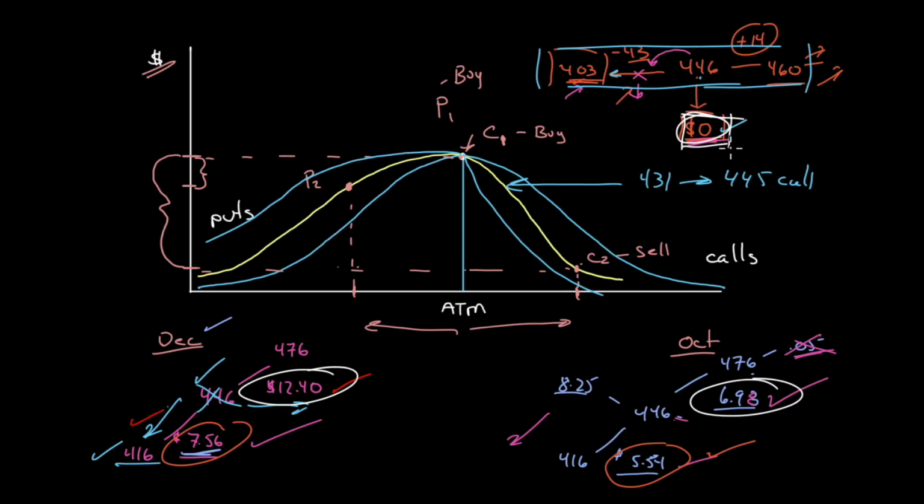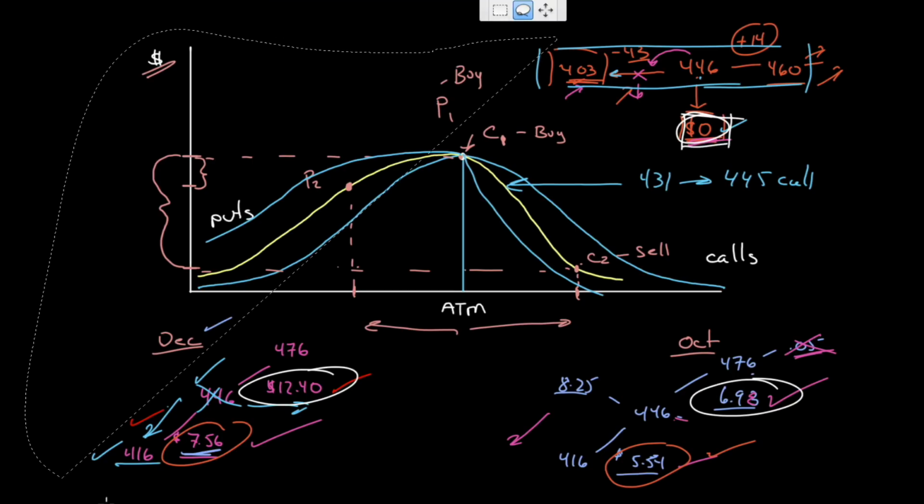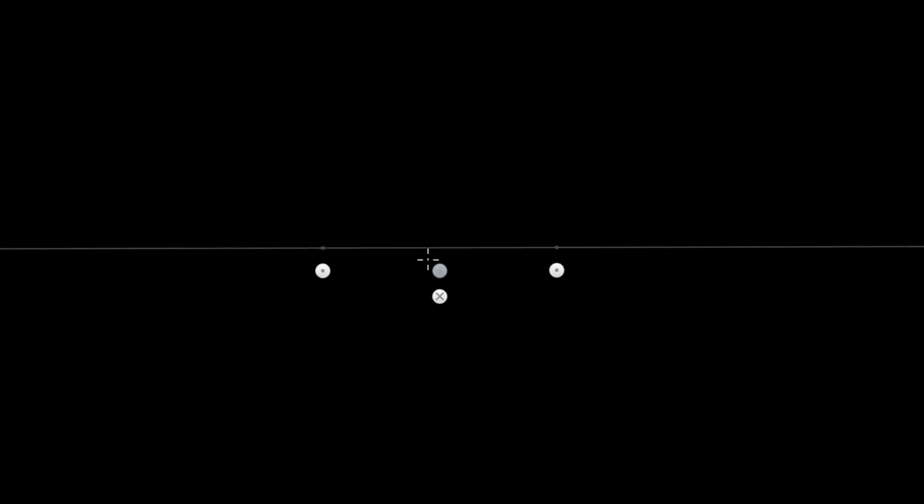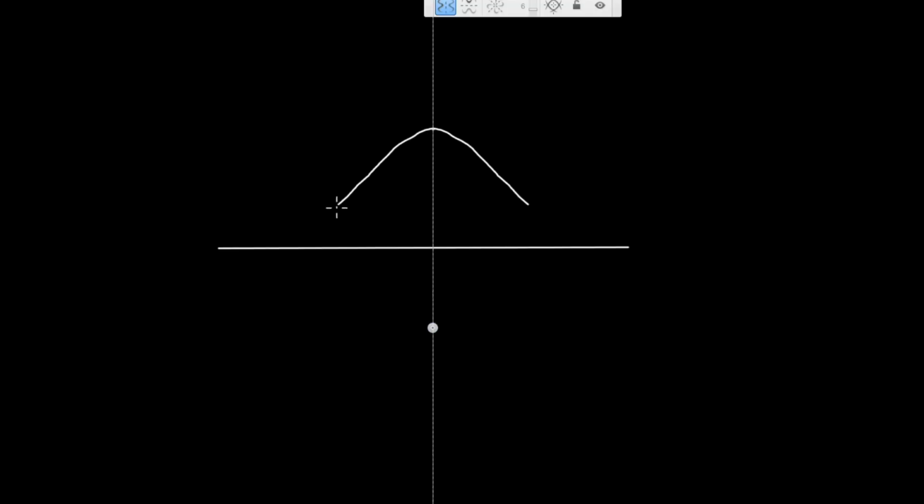Now, if you don't like playing the puts, if you don't like doing this, let me just erase something here so we can have a little bit more room. And I will draw this out again for you. All right, let's put our strike prices here, and let's get a symmetrical price distribution for calls and puts.